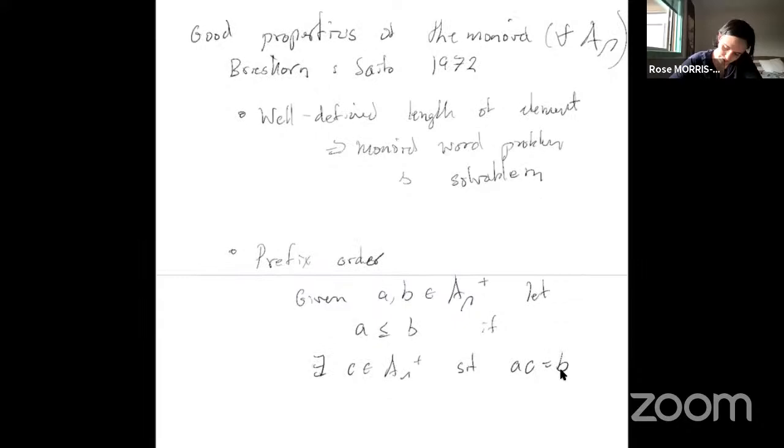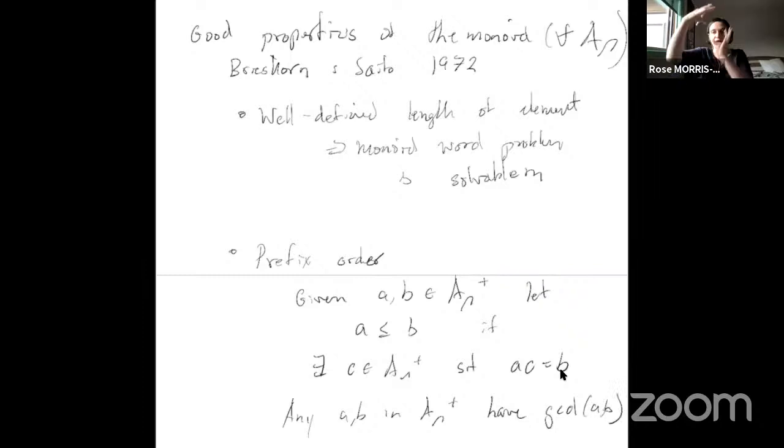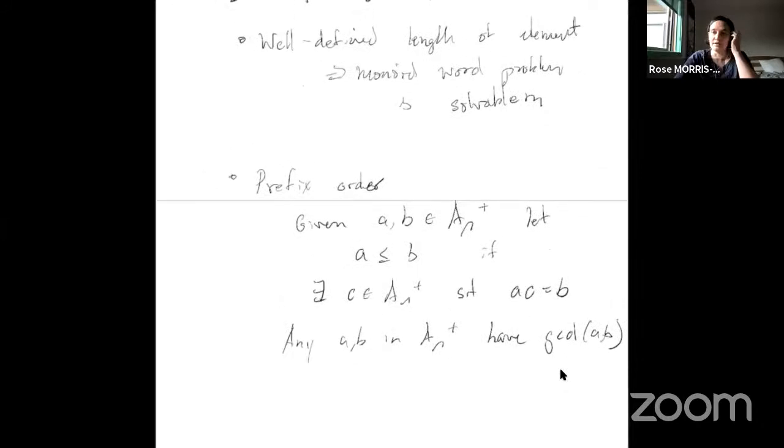So this is a pretty basic idea. And the great thing about this is that this is a GCD order, right? That means that any A and B in this monoid have a greatest common divisor in terms of this order. This order isn't necessarily a lattice, but I am always going to get these greatest common divisors. And these two properties are great. They make the Artin monoid pretty easy to study.